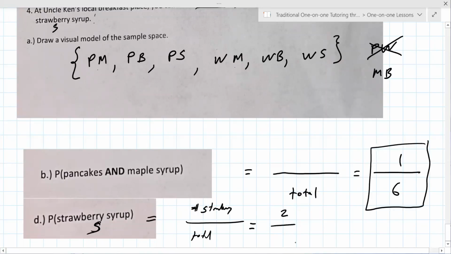And what's the total again? Total means all possibilities. Well, how many are here in the curly brace? I don't know what I'm doing right now.